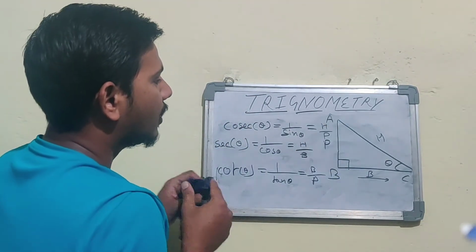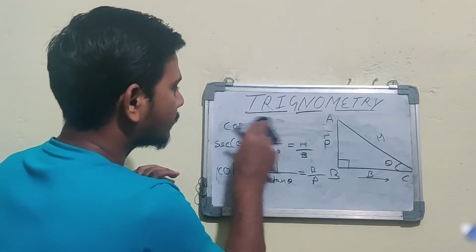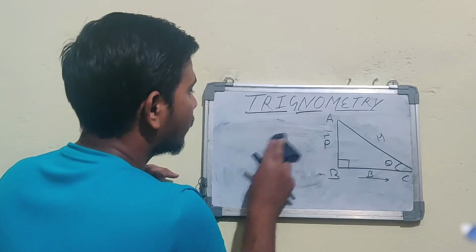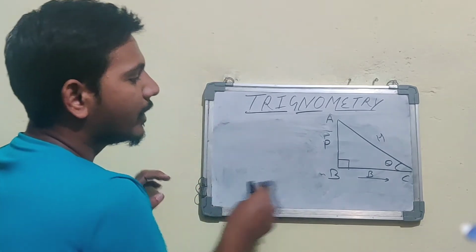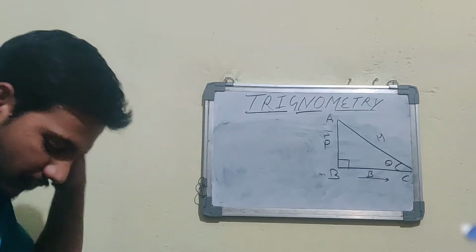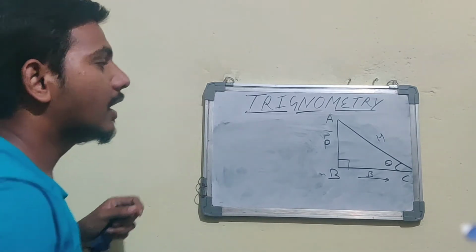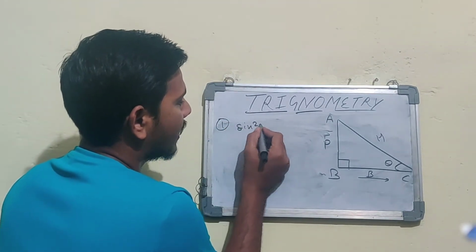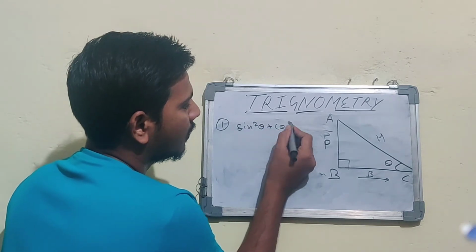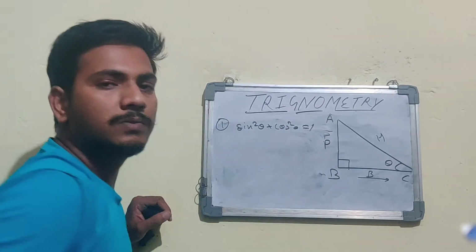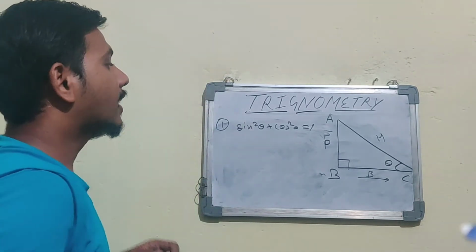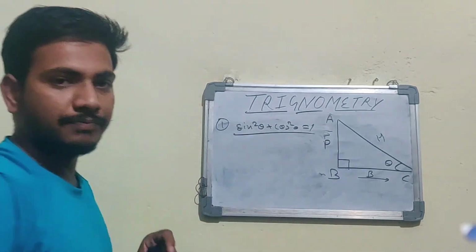Now we will talk about trigonometric identities. Now we will see the first identity: sine square theta plus cos square theta is equal to 1. Now you may have questions about how this identity came out.